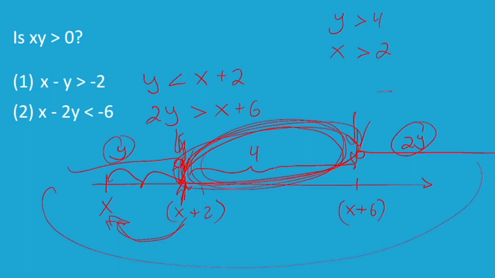But remember, the big question that we need to ask is, what kind of number would move more than 4 units to the right when we double it? And the answer to that question is the original number must be more than 4.